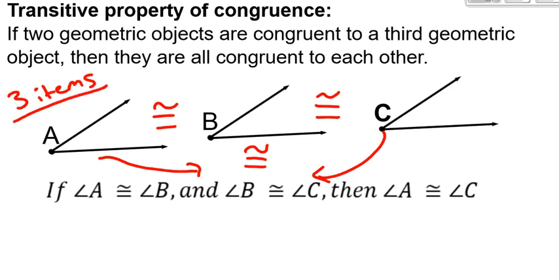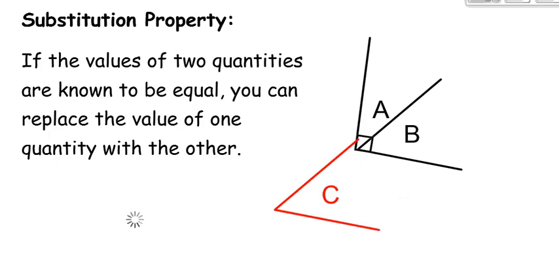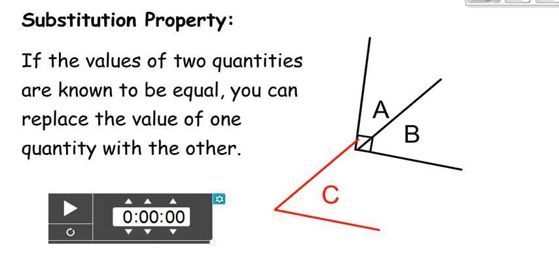All right, here we go. The substitution property says if the values of two quantities are known to be equal, you can replace the value of one quantity with the other. So we've been doing that in algebra all along. If I give you the expression 2x plus 1, and I tell you that x is equal to 2, then I substitute that in for the x and I come up with an answer of 5. In geometry, it's very similar, except we might be substituting an angle or a line segment. So I can show you this example.